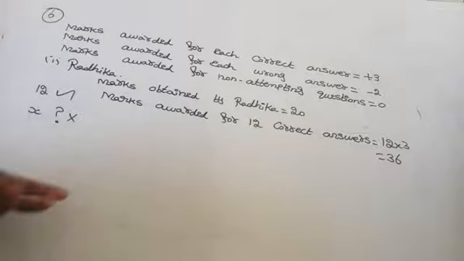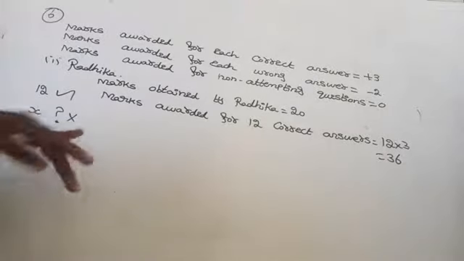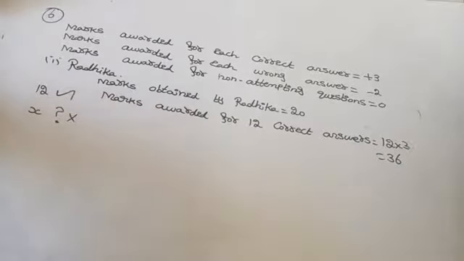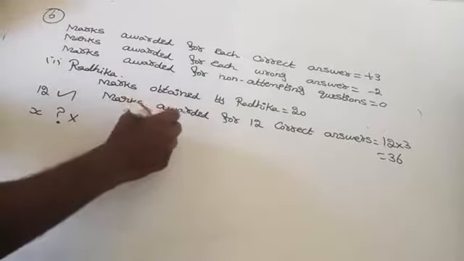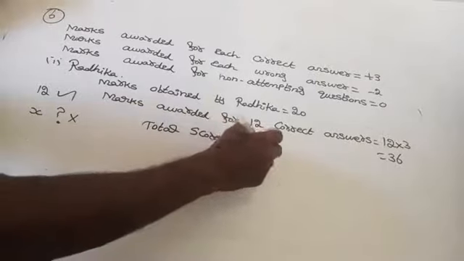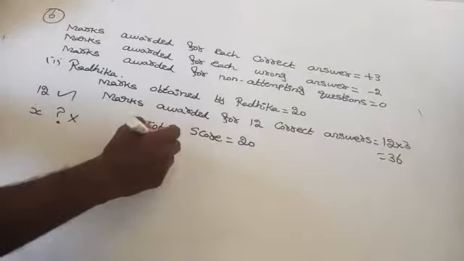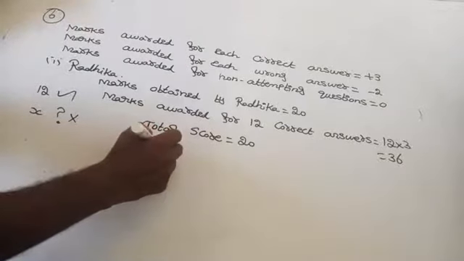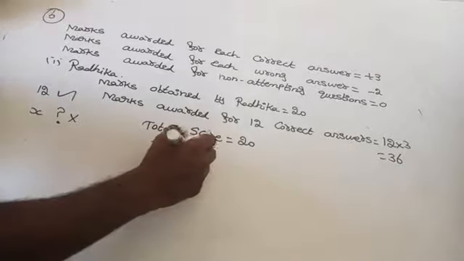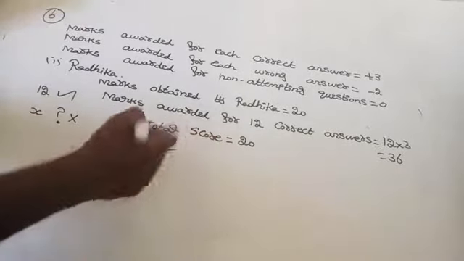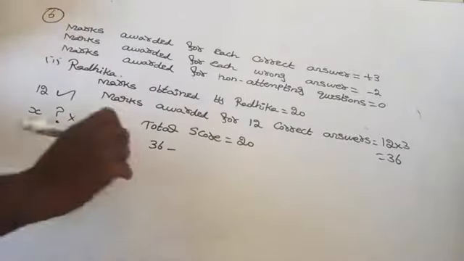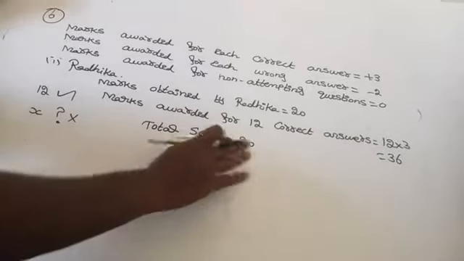Am I right? Now what is the negative mark she obtained? The total score is 20, and here it is 36. Then this is the negative mark. Otherwise, we don't know how many questions she attempted incorrectly. Okay, leave it. Total score is 20.